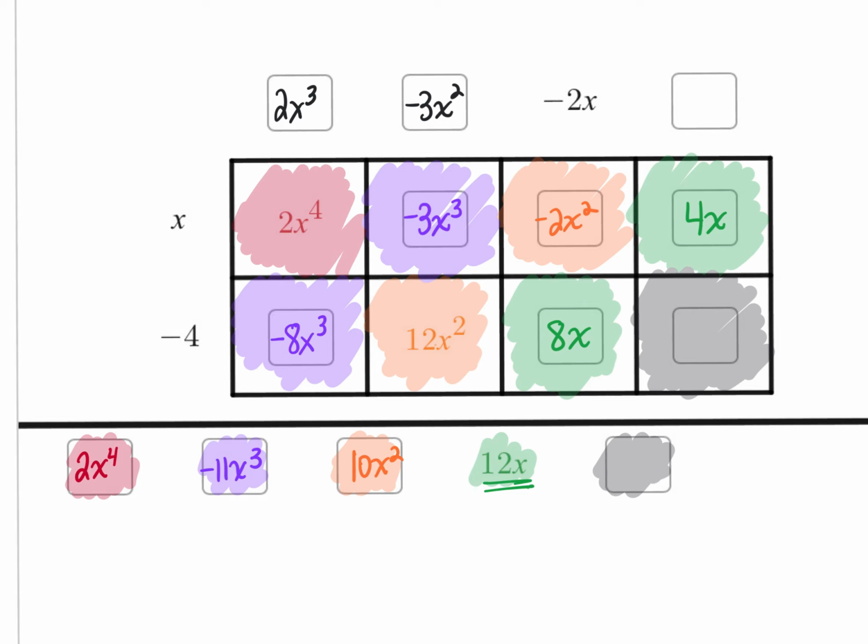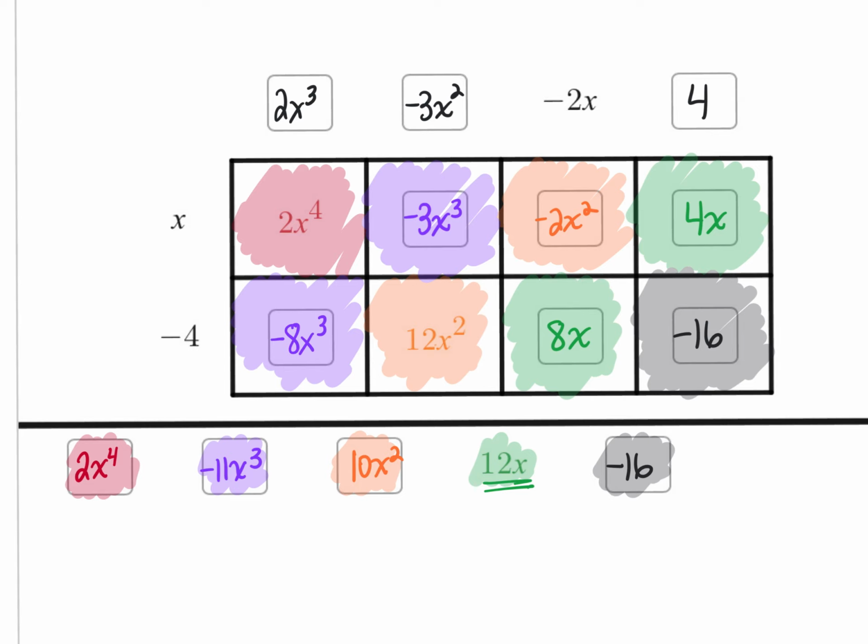And then I can fill in that missing dimension here, right? Because I know this is x, this has to be multiplied by x to get 4x. So I can figure out that this must be 4. And then as soon as I know that, I can multiply the 4 times the negative 4 to get my last term, and then that will help me fill in the bottom as well.